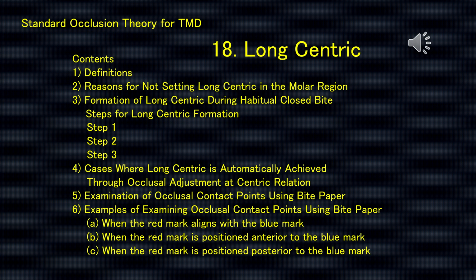5. Examination of occlusal contact points using bite paper. 6. Examples of examining occlusal contact points using bite paper. A. When the red mark aligns with the blue mark. B. When the red mark is positioned anterior to the blue mark. C. When the red mark is positioned posterior to the blue mark.